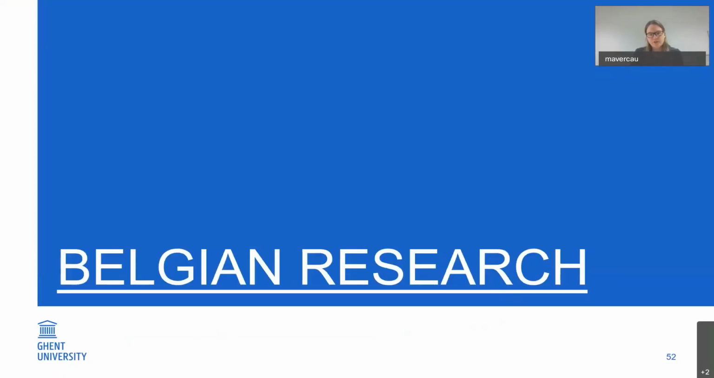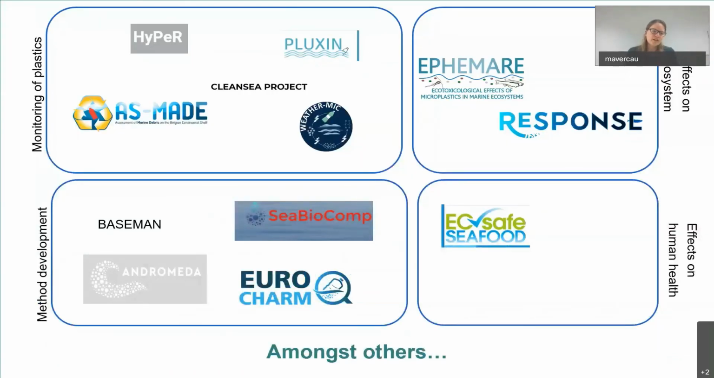Then I want to go over the Belgian research. So what are we doing in Belgium on plastic pollution, and how are we studying it? You can divide the projects that are currently running into 4 categories. We have monitoring of plastics, where we have, for instance, a Pluxin project that studies the flux of plastics from inland to sea. We have effects on ecosystems. We have method development, where, for instance, the EuroCharm project is working on method standardization. And we also have human health effects that we are working on. And there are a lot more. I just gave some examples in each category, but there are a lot more, of course.